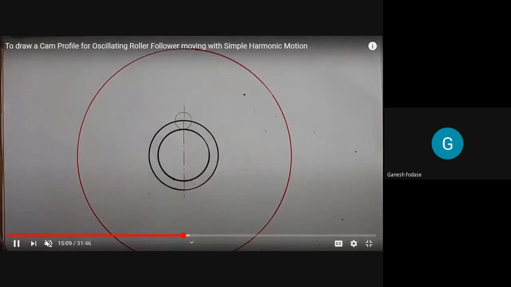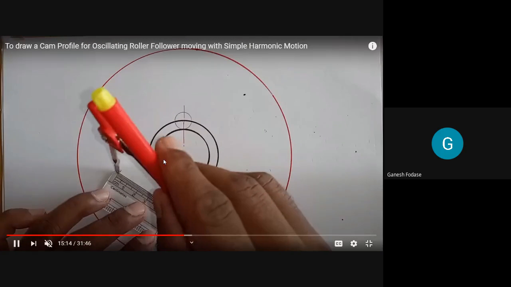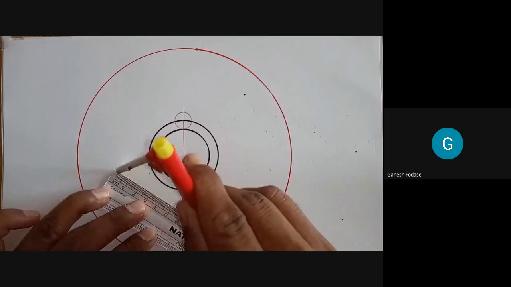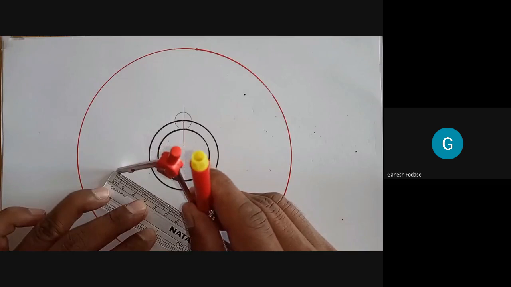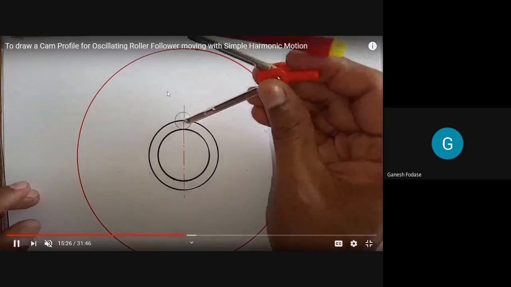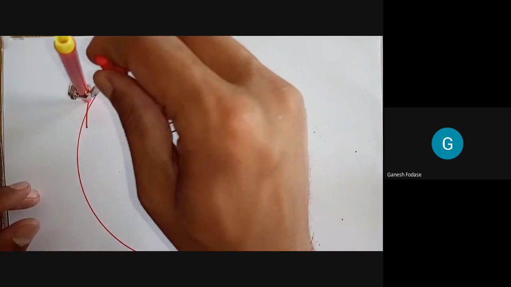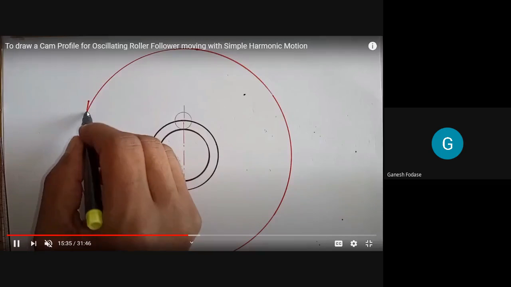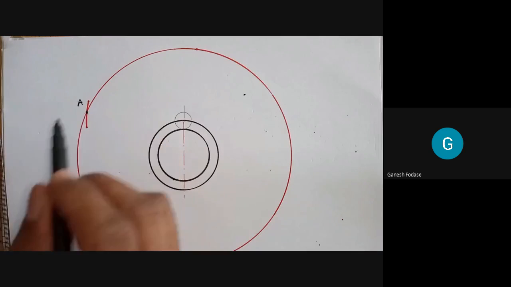Now the length of the follower arm is 7.6 centimeter. Remember, it is nothing but the distance between the fulcrum point and the roller follower. You can see 7.6 is the distance between the fulcrum point and the roller follower. The length of the follower arm is this one. At this point, this is the fulcrum center. So 7.6 is the length of the follower arm.